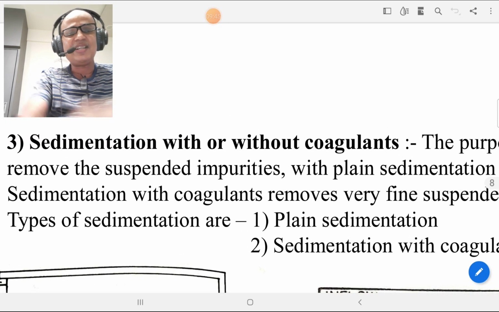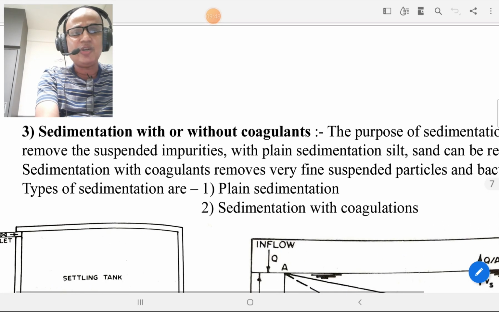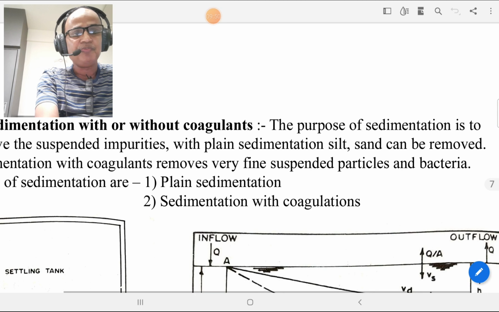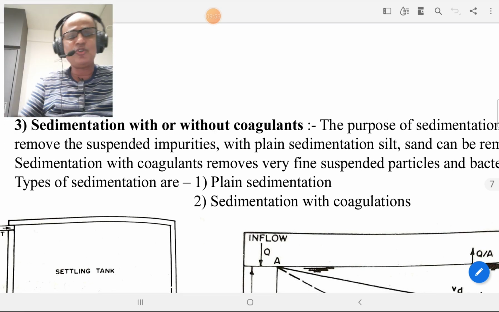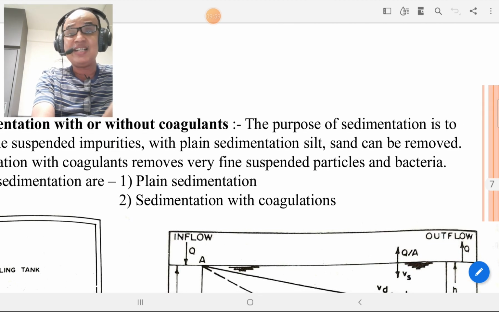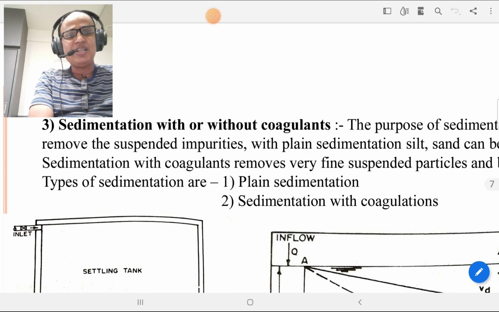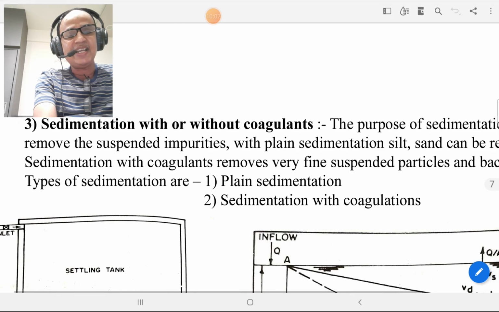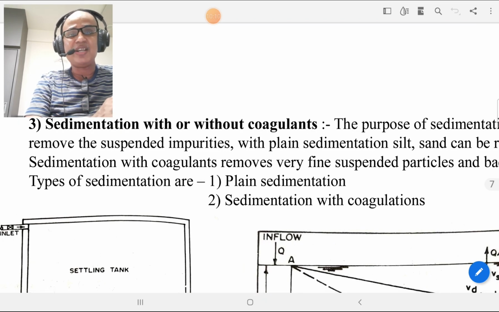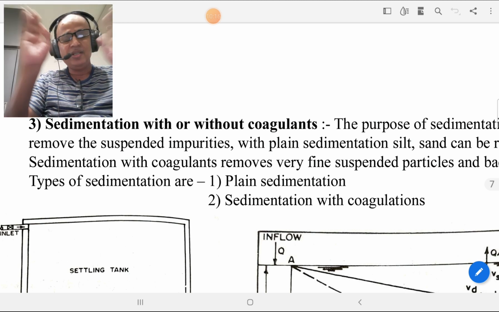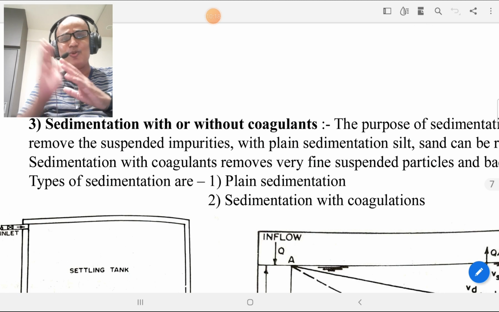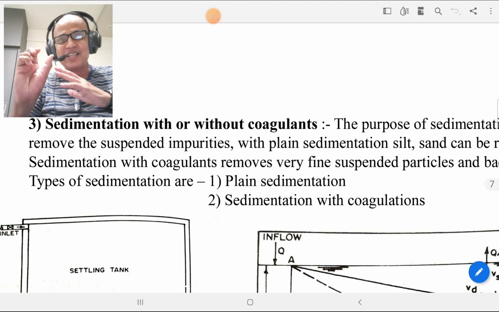After aeration, the third treatment is sedimentation with or without coagulants or coagulation. The purpose of sedimentation is to remove the suspended impurities. With plain sedimentation, silt and sand can be removed. And sedimentation with coagulants or coagulation removes very fine suspended particles and bacteria. The types of sedimentation are plain sedimentation, and second is sedimentation with coagulation. It is very simple. Plain sedimentation is used to remove the silt and sand, and sedimentation with coagulation is used to remove the finer particles.